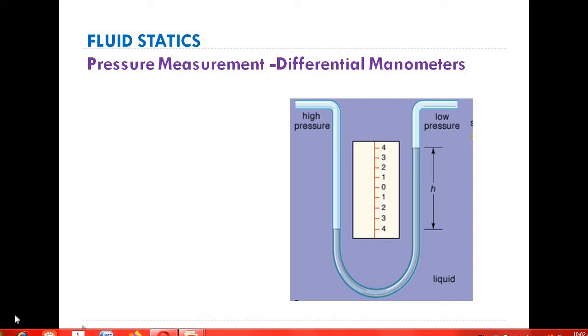Welcome to another lecture on pressure measurement using differential manometers. So this is a very important topic in fluid statics.